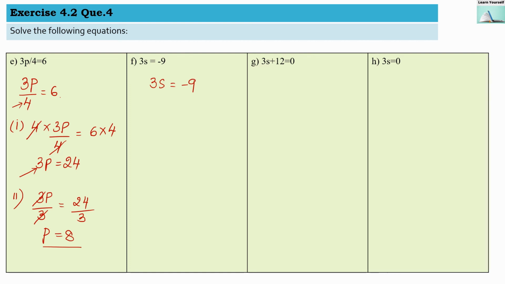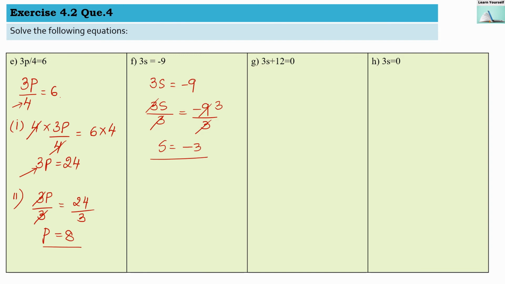Let us first separate our variable. So we are going to divide with 3 towards both the sides. So minus 9 divided by 3. This 3 and this 3 will get cancelled out, and here we will get 3 threes are 9. So s equals to minus 3 we got as an answer.